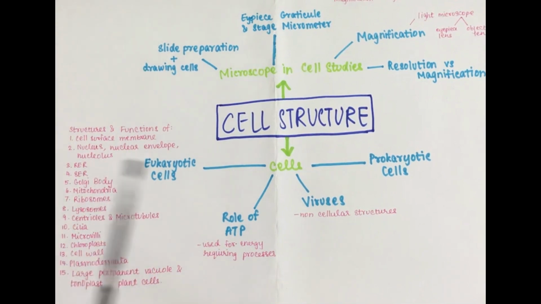This includes cell surface membrane, which is basically the cell membrane, the nucleus, the rough endoplasmic reticulum as well as the smooth endoplasmic reticulum, the Golgi body, mitochondria, ribosomes, lysosomes. Lysosomes are the suicidal bags of the cell. Centrioles and microtubules, cilia, microvilli, chloroplasts, cell wall, plasmodesmata, and the large permanent vacuole and the tonoplast of plant cells.